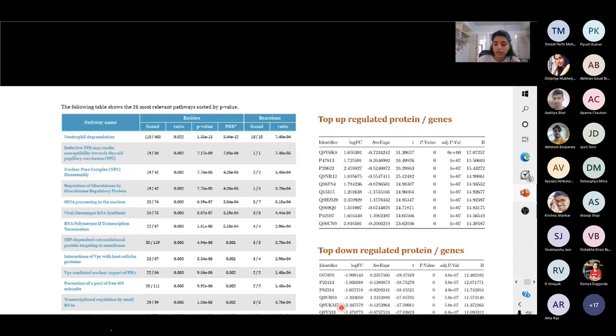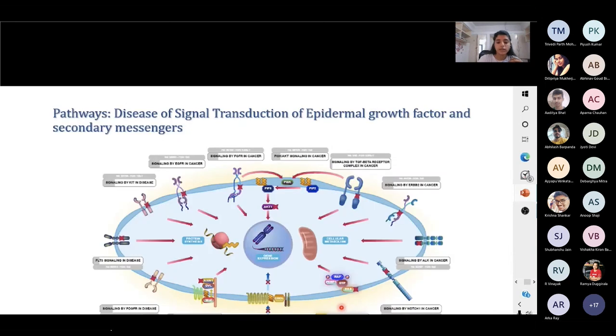So when further analysis was carried out, it was found that these proteins all play a major role in signal transduction in case of disease, and the various pathways included were in case of cancers, like signaling of EGFR in cancer, then signaling of PDGFR in disease, WNT pathway in cancer. Another signaling pathway was ALK in cancer. Then the Notch1 pathway was also included in all these signaling transductions in case of diseases.